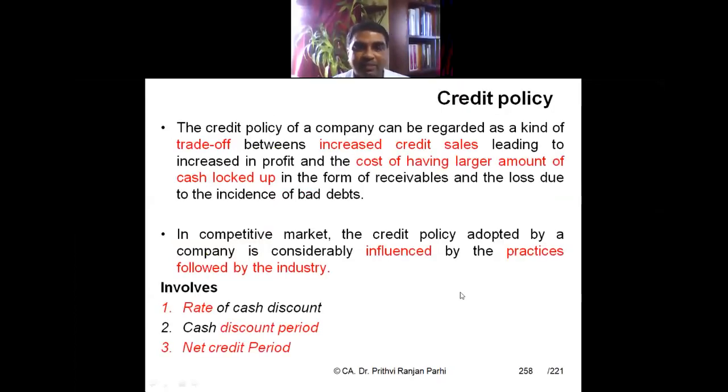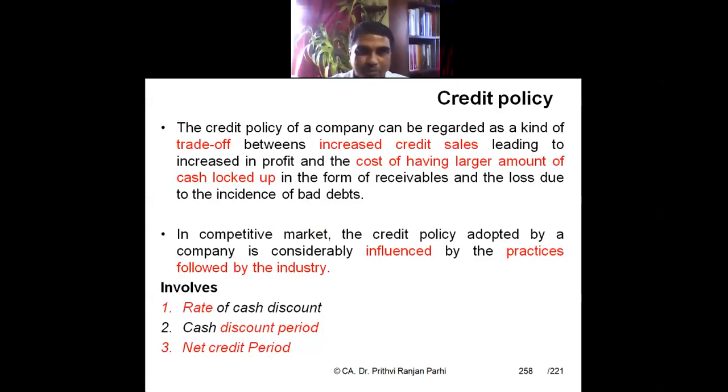Coming to credit policy, if you make credit sales, the first thing is that sales may increase, but at the same time you are taking more risk. So one has to go for a kind of trade-off: how much risk one can take in order to increase the sales. And in the process of credit sales, your cash or fund gets locked up, so you lose interest. It also involves a kind of carrying cost.